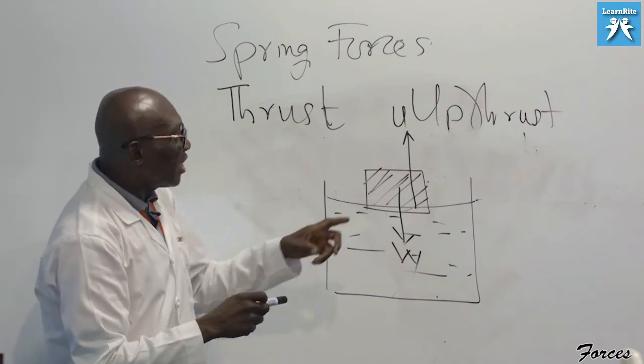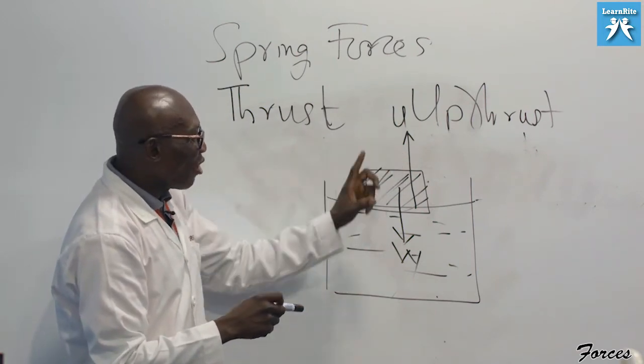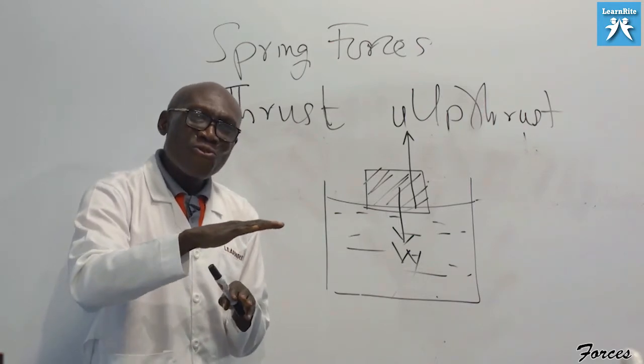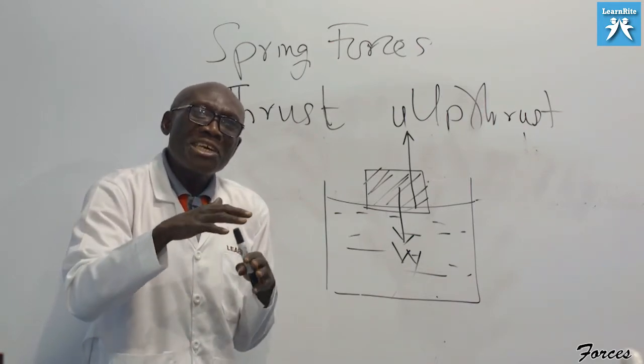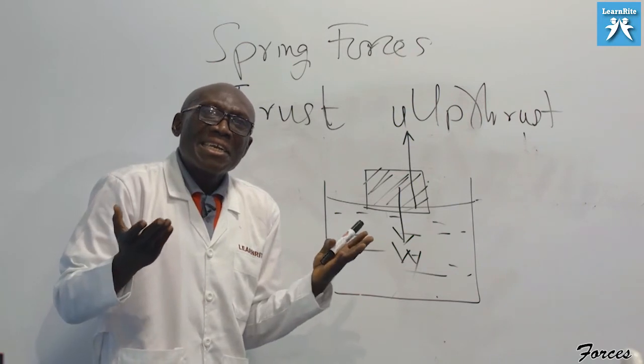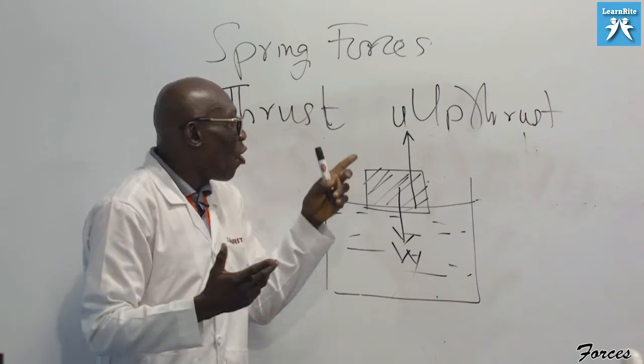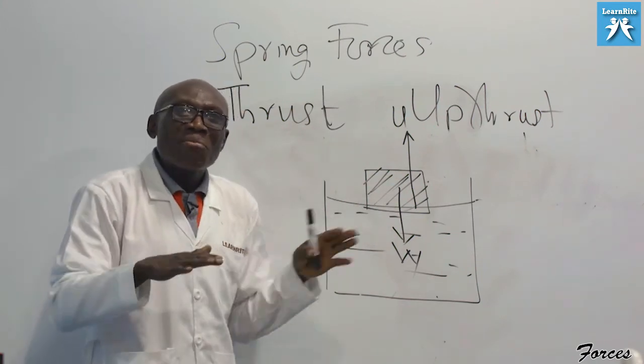Now, if this upthrust and the weight are the same, that body will float. Nobody is stronger than the other. We overcome each other because we are equal and we are opposite. And what happens to the body? The body floats.